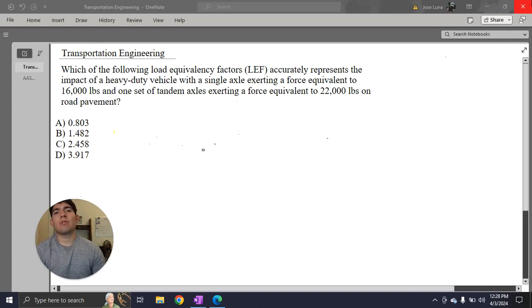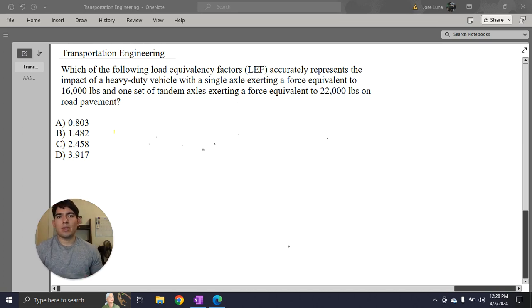Today I'm going to be covering a transportation engineering problem for you. In this case, we're given a scenario of a heavy duty vehicle going across a road pavement, and we're asked to find the load equivalency factor for that heavy duty vehicle. The details that we are given is that the vehicle has a single axle exerting a force equivalent to 16,000 pounds and one set of tandem axles exerting a force equivalent to 22,000 pounds.